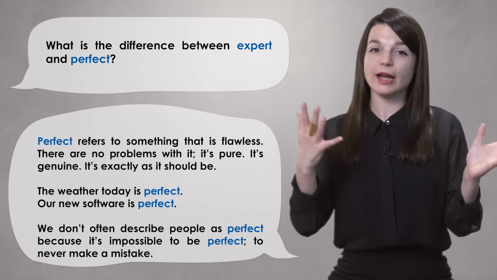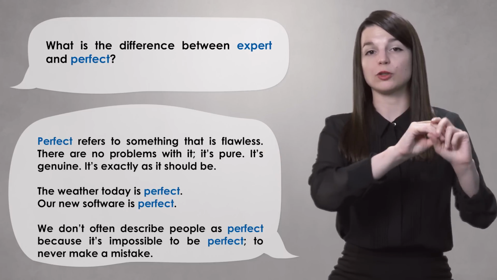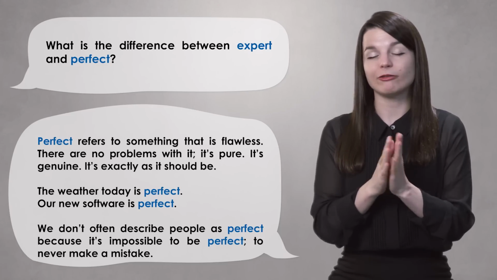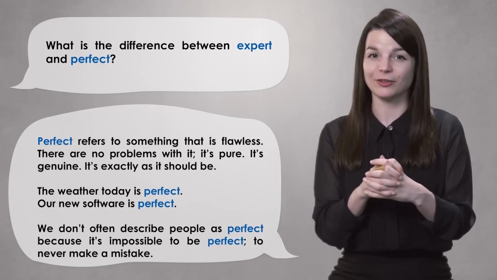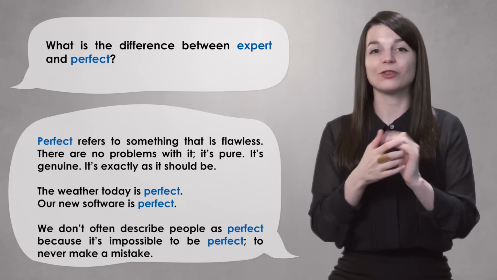So in sum, expert refers to gaining skills to get something. So we use that to talk about people and their jobs. Perfect refers to something that is flawless. So often it's kind of natural, or just something that doesn't require any skills, but is just great and doesn't have any issues. So I hope that this helps you understand the difference between these two words. Thanks very much for the question. Let's move on to your next question.